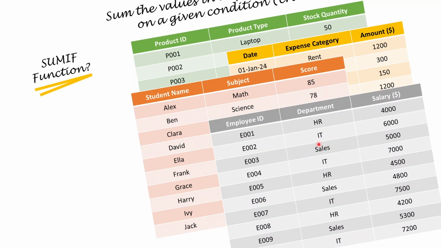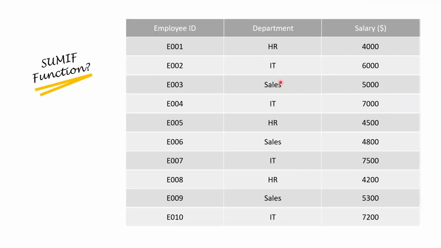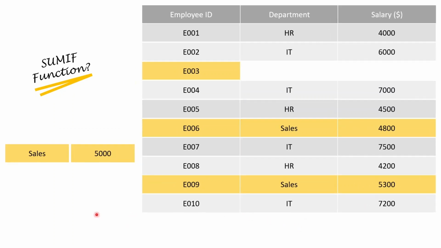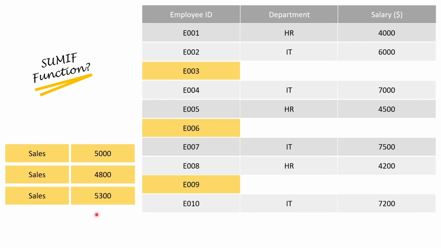I'll be using this example. You have three sales over here. So the first one is 5,000. The second one is over here, 4,800, and the third one over here is 5,300. The SUMIF function is going to take all three sales values and sum them, and it's going to give us $15,100. It's going to make our life a lot easier. So let's go to Excel.